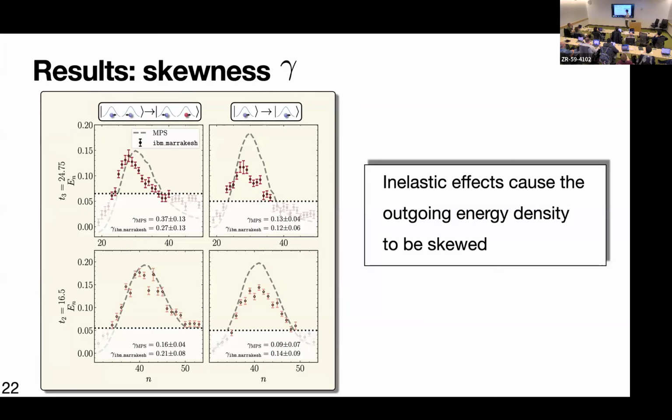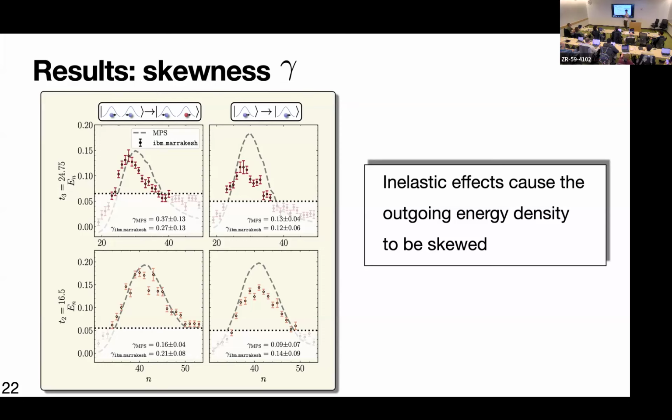The way that we diagnosed this was by looking at the asymmetry or the skewness of this bump in energy density that we obtained from the quantum computer. Essentially, this energy density becomes skewed because you have this additional particle in the wave function that's traveling slower, and it drags out the tail. So this left column is showing results from this scattering simulation at the 2 post-collision times. And this skewness metric gamma gets larger as you go to later times. This is consistent with MPS and due to this inelastic particle production.